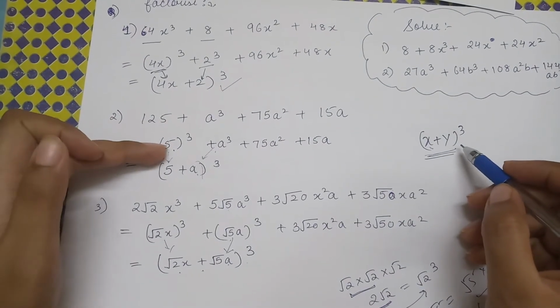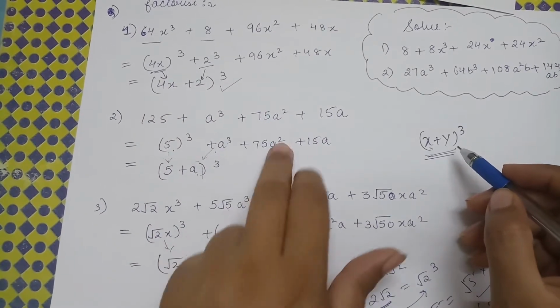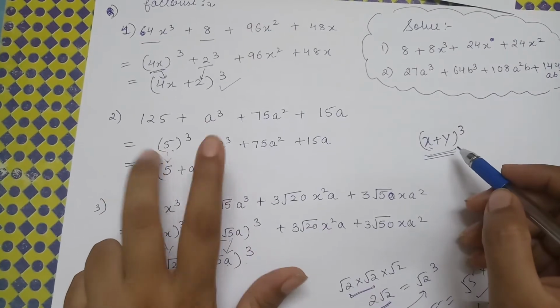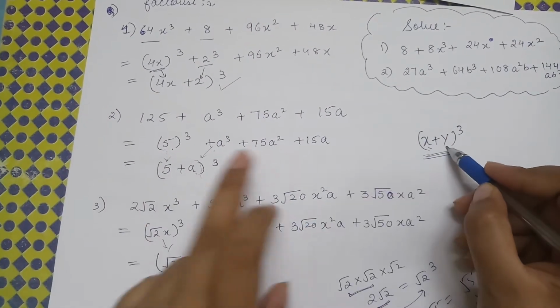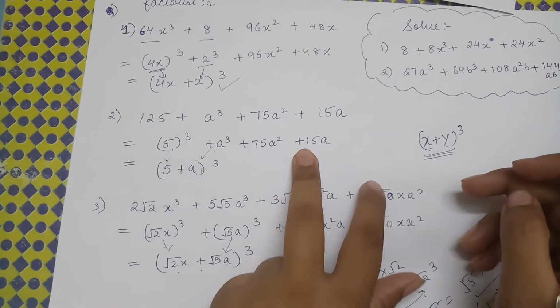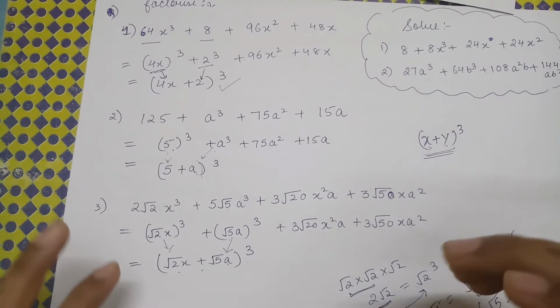Next we have 125 plus a cube plus 75a square plus 15a. 125 is 5 cube, plus a cube, plus the last two terms. Focus on cube terms. In place of x we have 5, in place of y we have a. All the signs are positive, so this is the formula of (5 + a) whole cube.